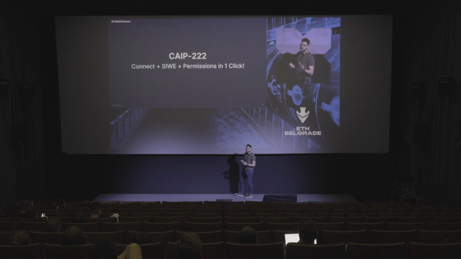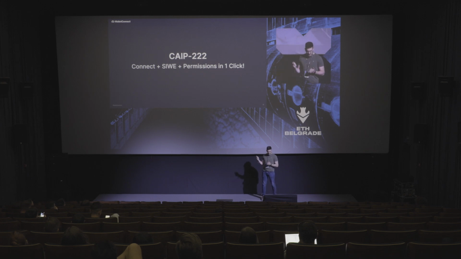So that's not great. Thankfully, we have CAPE 222, which is allowing us to bundle all of these interactions into one call and one approve wallet side. For those of you who are unfamiliar with CAPEs, we have EIPs, Ethereum improvement proposals for Ethereum, and we have CAPEs that are chain agnostic improvement proposals. That just means, as its name says, chain agnostic. It works with Bitcoin, Solana, Ethereum, whatever.